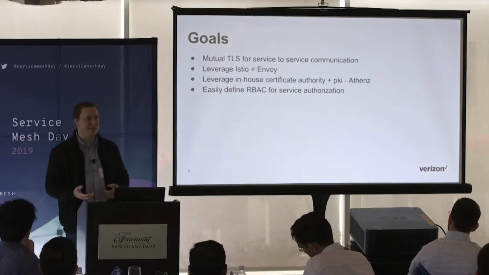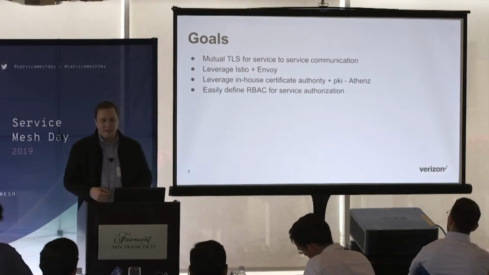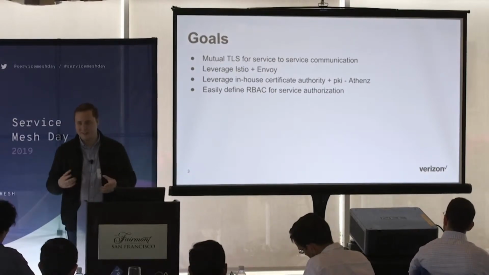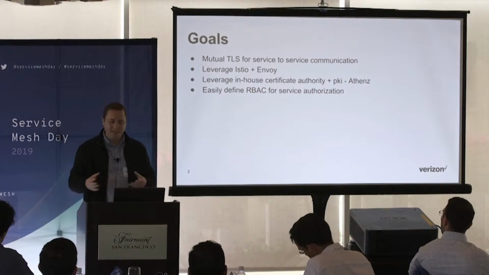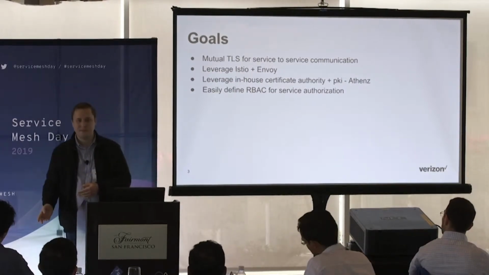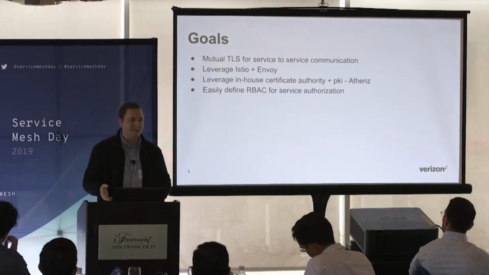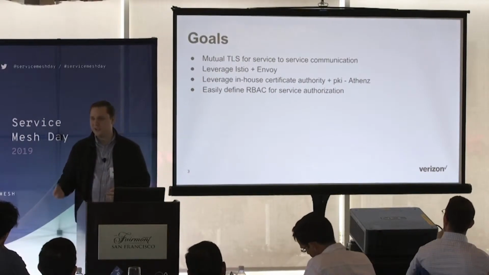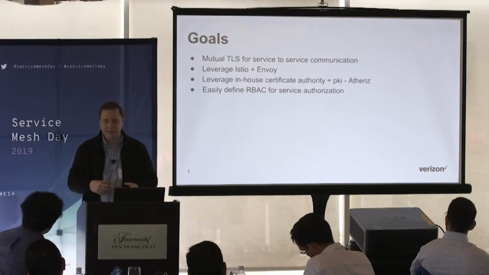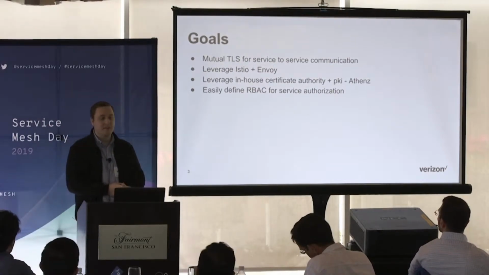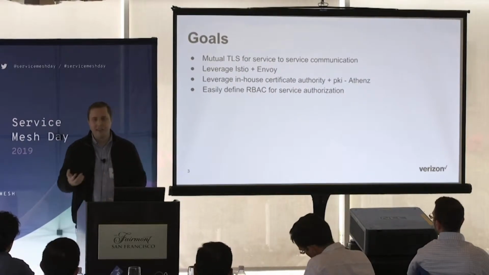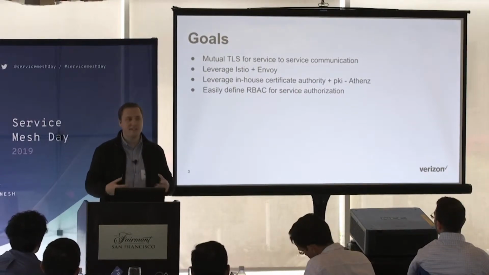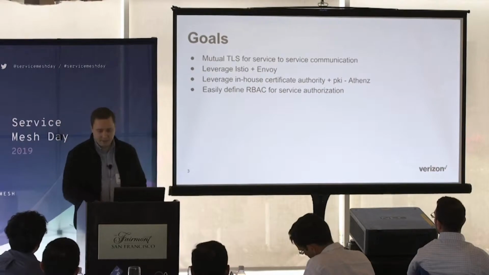Okay, so what are some of the goals of this project that we wanted to accomplish? So one of them is we want mutual TLS for service-to-service communication. Essentially, we have a lot of applications still on HTTP that are communicating with each other over it. So we want to move most of those to mutual TLS. We want to leverage Istio and Envoy as well. So essentially, we don't want all of these frameworks rewriting application code when we can leverage Envoy to just directly get some of these features. We want to also leverage an in-house certificate authority and PKI called Athenz, which I'll get into in a minute. And we also want engineers to basically easily define RBAC for service authorization.